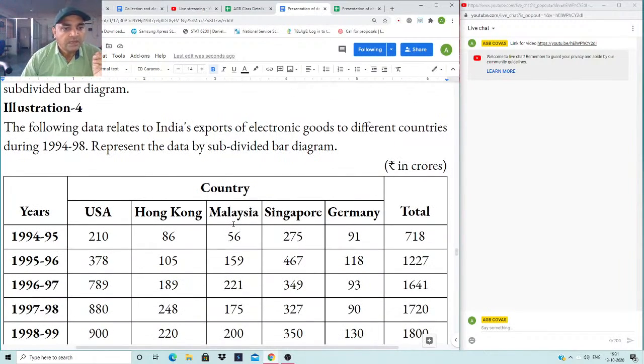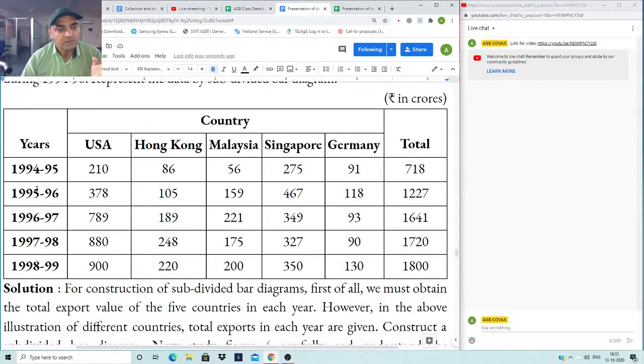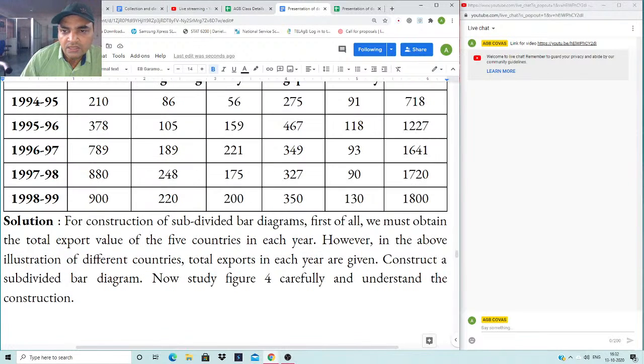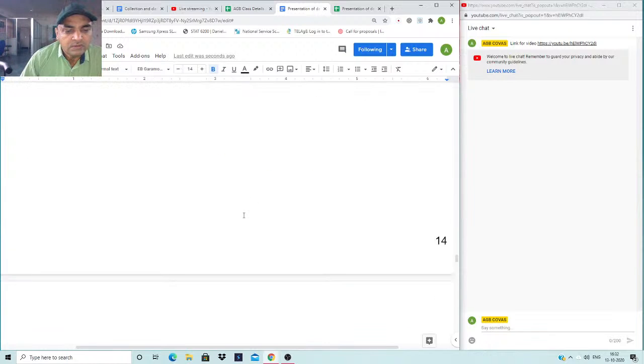So we have an illustration: the following relates to India's export of electronic goods, from 1994 to 1999. We have to represent it in the form of a subdivided bar diagram. So these are the years, these are the different countries, and this is the total export in crores. And from these countries, this much export has taken place. So for construction of a subdivided bar diagram, first of all, we must obtain the total export value of the 5 countries in each year. So these are the total values. However, in the above illustration, the total export in each year is given. So how do we have to construct it?